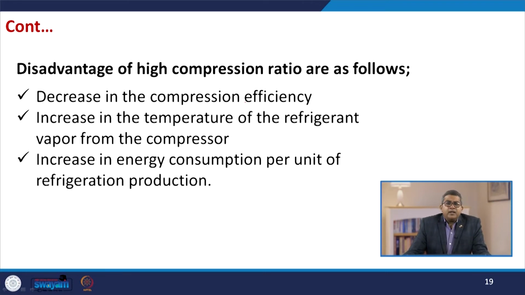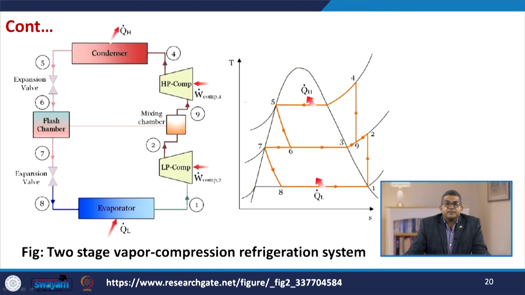Now, there are various disadvantages of a high compression ratio. One is the decrease in compression efficiency. Second is the increase in the temperature of the refrigerant vapor from the compressor. And third is the increase in the energy consumption per unit of refrigeration produced.